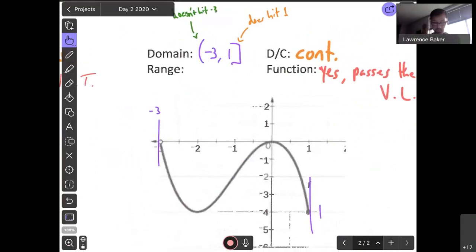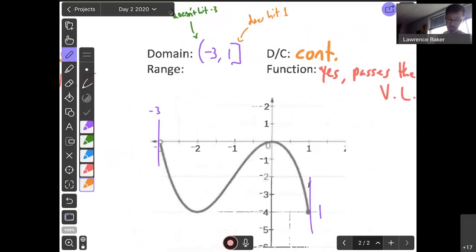All right. With the range, again, I want to start on the bottom of the graph and then move to the top, low to high. So I look at the lowest part of this graph. Looks like I have a couple of points that are hitting at -4. And then I'll look at the top of the graph. I have this point here that's hitting at 0, and then this point here that's getting really close to 0.